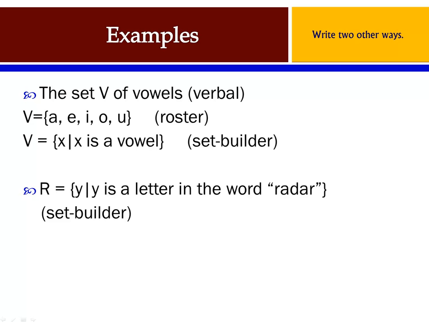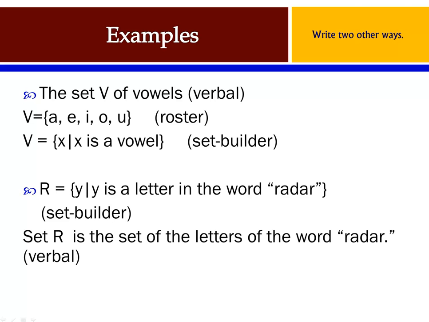Here's another set. R is a set of Y such that Y is a letter in the word radar. This is the set builder notation. Set R is the set of the letters of the word radar. Verbal description. So our set R is equal to A, D, and R, separated by commas and all listed out. And it's not necessary to repeat the members of the list. Just list them one time. And in this case, I put them in alphabetical order, and that's not always necessary, but is pretty customary to do.